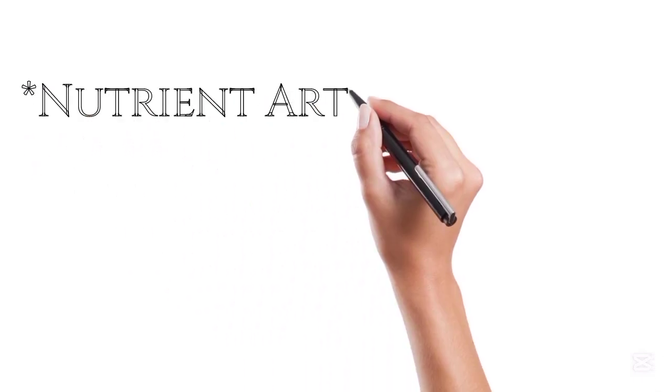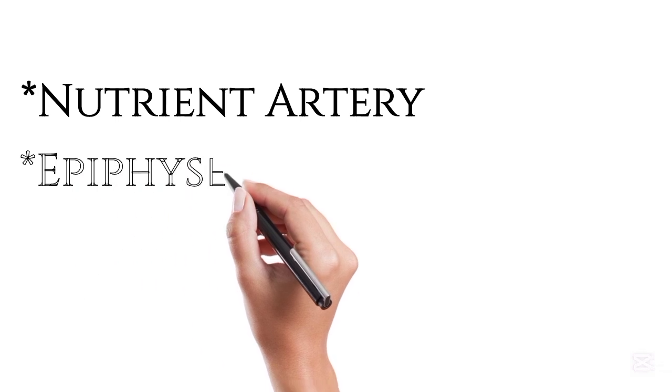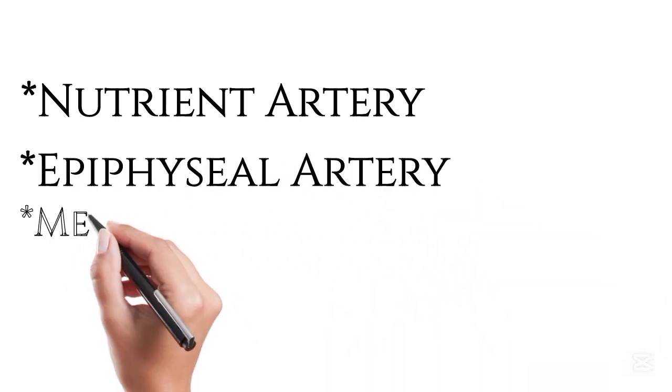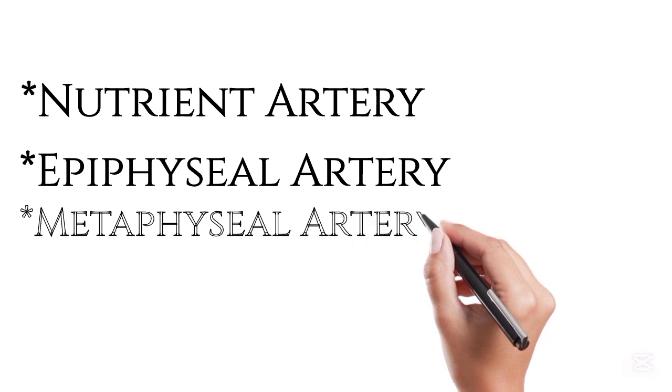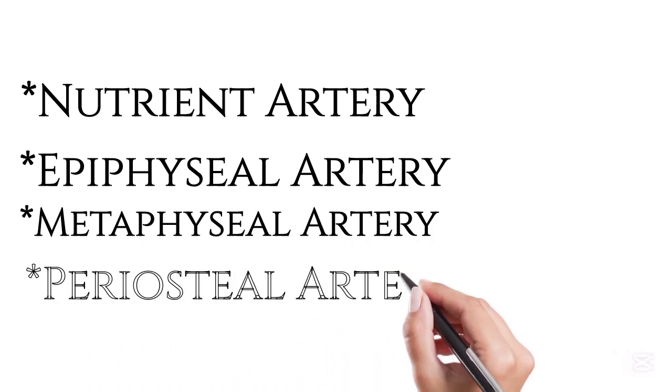When we talk about the arterial supply of the long bone, then the first artery that comes to our mind is our nutrient artery. But believe me, there are other arteries as well. One is our epiphyseal artery, second metaphyseal artery, and third are our periosteal arteries. So let's start discussing our first artery, that is our main artery, nutrient artery.